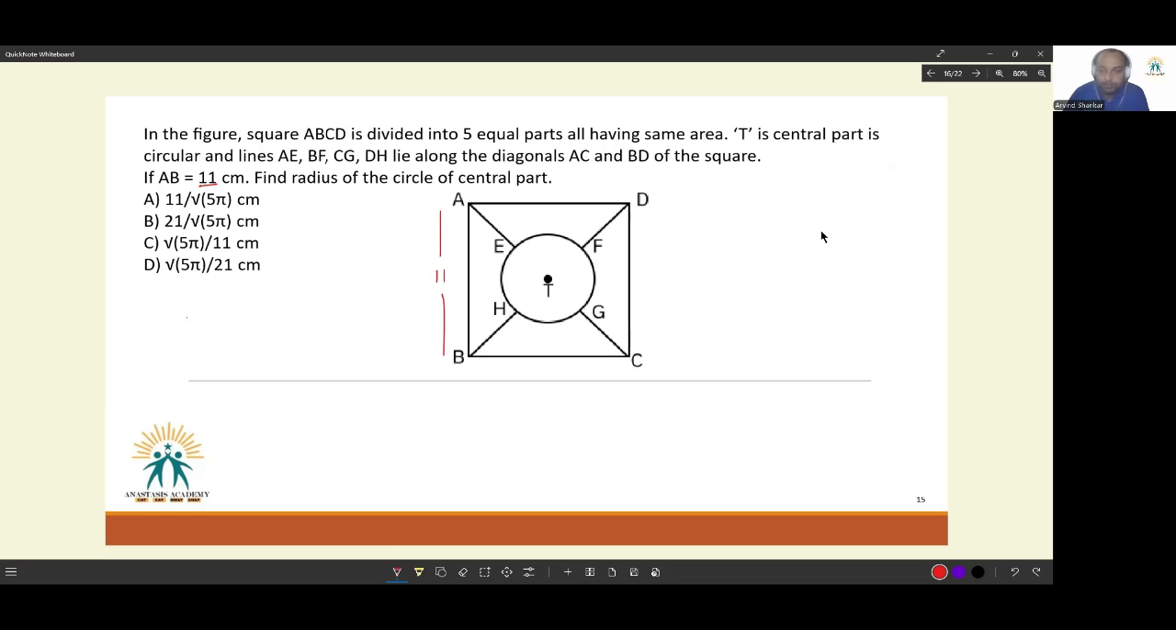So can I get the area of the square? It will be 121, 11 square. Now, the area of all the 5 parts is identical. So the area of the circle is 121 by 5. Now, we are finally asked the radius of the circle. We know the area. So it should be pi r square is equal to 121 by 5, or r square should be equal to 121 by 5 pi, or r should be equal to 11 by under root 5 pi. Or option A is the answer. This is all that the question demanded of us. Now trying to figure out the length of AE and everything else is going to be an unnecessary burden that is not needed.